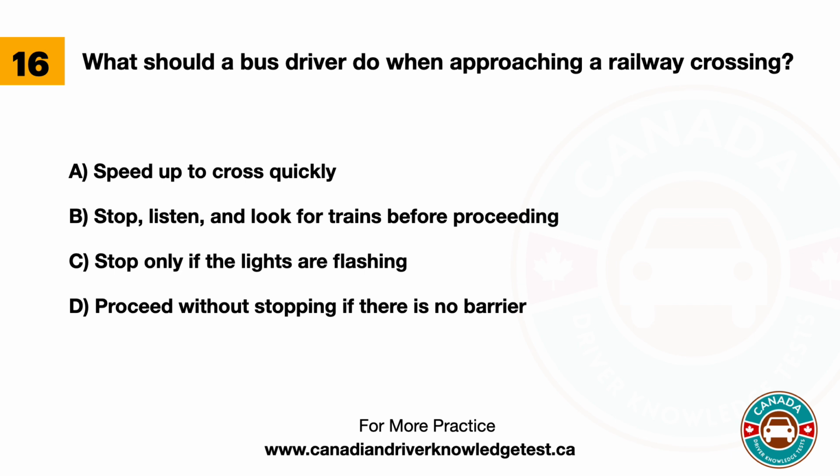Question 16. What should a bus driver do when approaching a railway crossing? A. Speed up to cross quickly. B. Stop, listen, and look for trains before proceeding. C. Stop only if the lights are flashing. D. Proceed without stopping if there is no barrier. The answer is B. Stop, listen, and look for trains before proceeding.